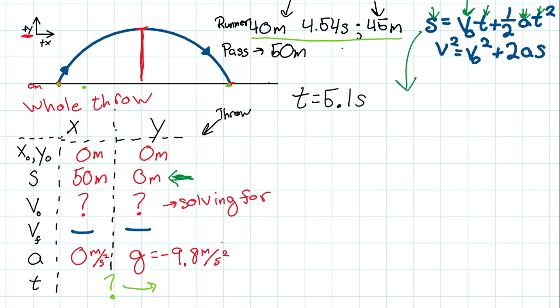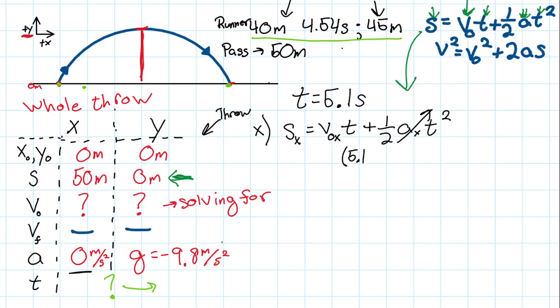And if we do this, remember, we need to break it into components. So we'll do it for the x first. We've got Sx equals v naught x t. We don't need an x on that because time's the same for both. Plus 1/2 ax t squared. There's no acceleration in the x direction. We showed that over here, right? V naught is what we're solving for. T is 5.1. And the Sx is the distance he has to throw the ball, which is 50 meters. That was the passing distance, okay? So that's going to be V0x.